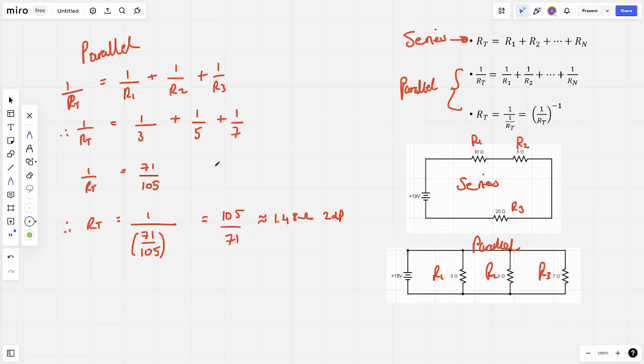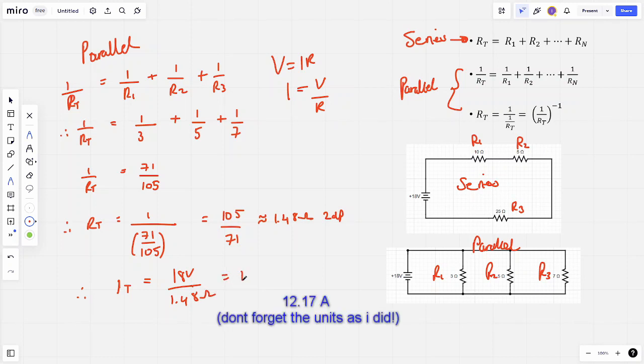So again, using Kirchhoff's law, V equals IR, current is voltage divided by resistance. In this case, IT is equal to 18 volts, sorry, that's volts, divided by 1.48 ohms. That gives us our final current of 12.17 amps to 2 dp. So hopefully that's made a lot of sense.